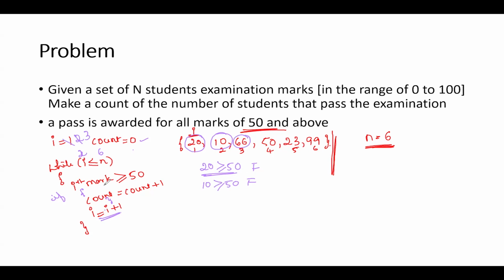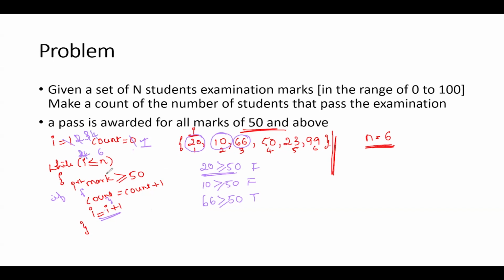Now, once again, I will check if the ith mark, which is 66, is greater than or equal to 50? Yes, in this case, it is true. Now, I will directly increment the counter to 1. That is, from 0, I have incremented to 1. And after that, I will increment the I value also to 4. Now my I value is 4.